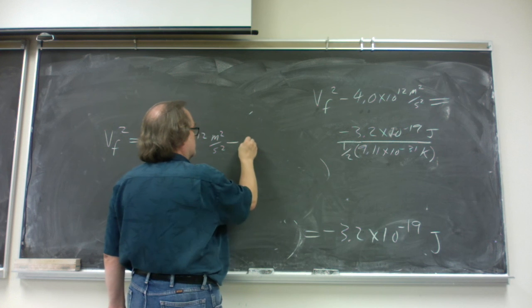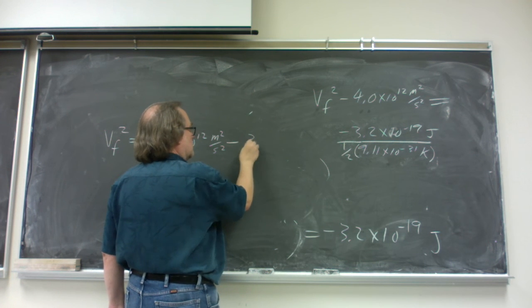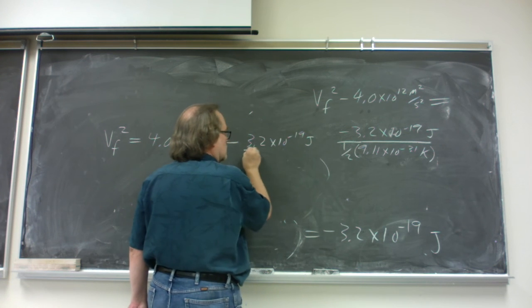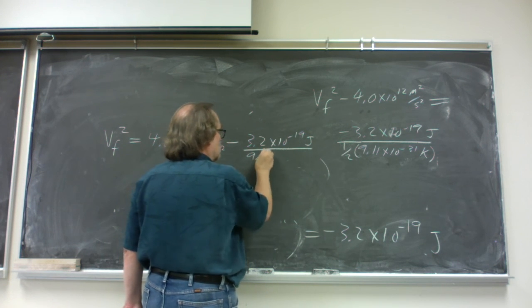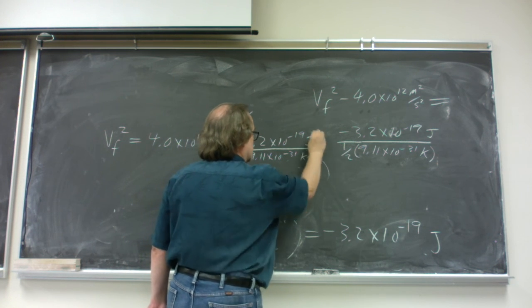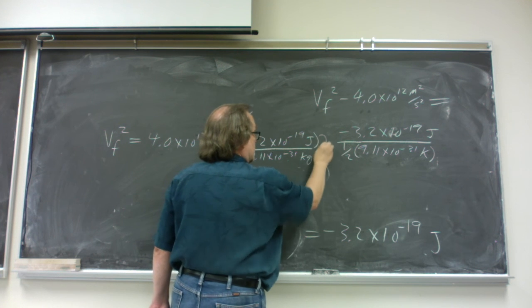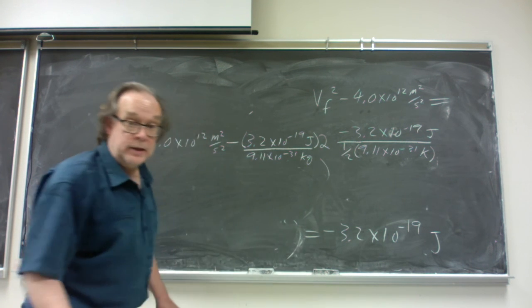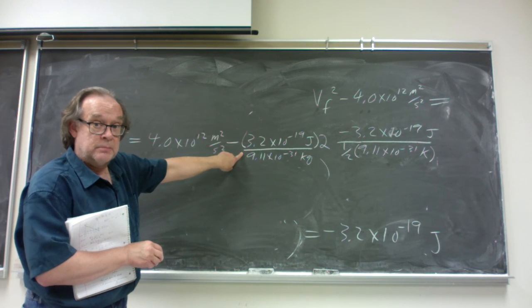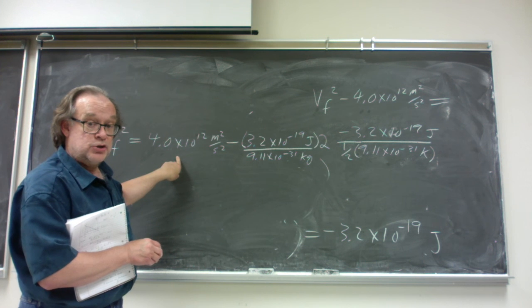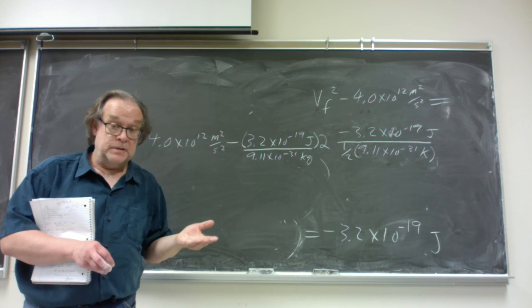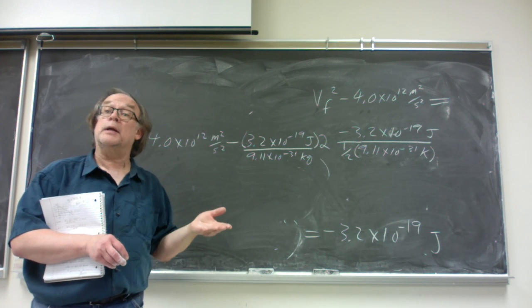Minus 3.2 times 10 to the minus 19 joules over 9.11 times 10 to the minus 31 kilograms, and then a 1/2 in the denominator is the same as 2 in the numerator, so I'll write it like that. And look what happens here. You're subtracting something from the initial velocity, which means the final velocity is smaller than the initial velocity. The electron was slowing down.